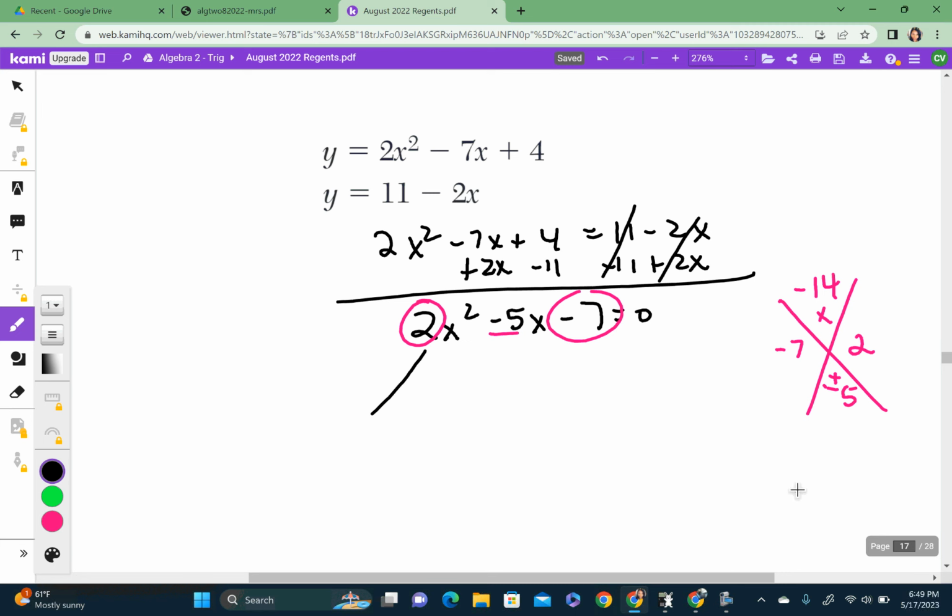So I'm going to go back here. A and C don't change, so I'm going to bring those down.